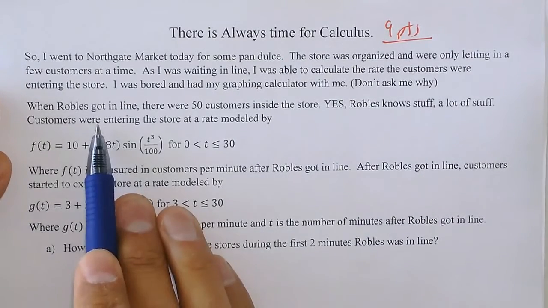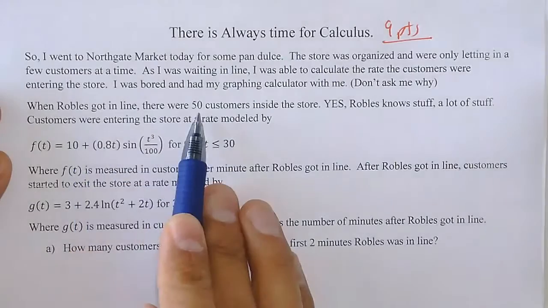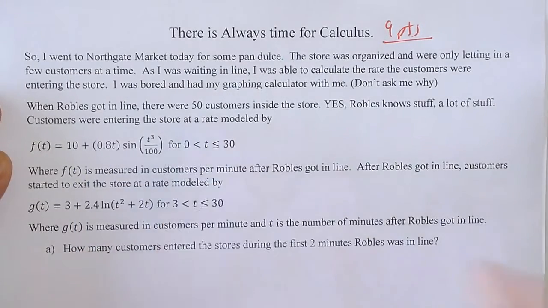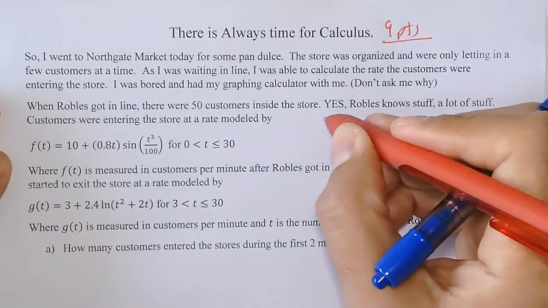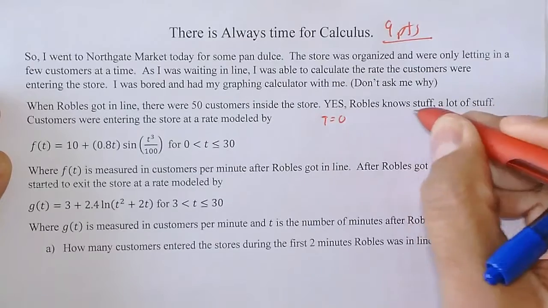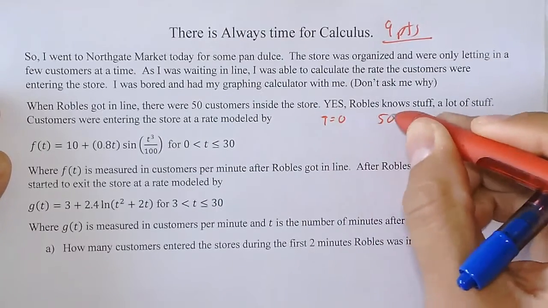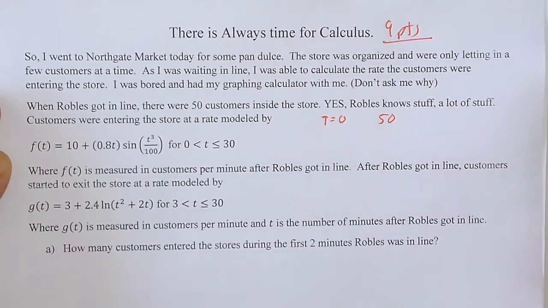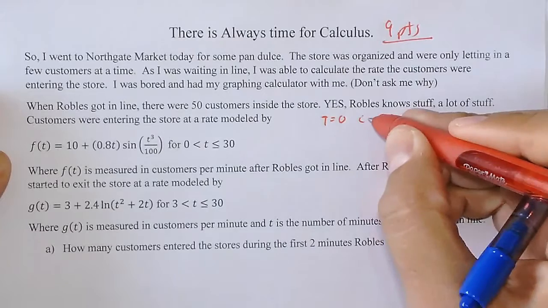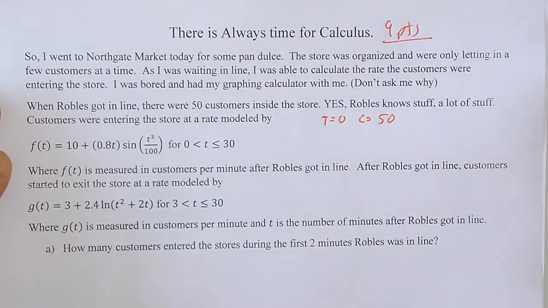At the beginning, when Robles got in line, there were 50 customers inside the store. The initial, at time equals 0, there were 50 people already in the store. Customers. Keep that in mind. We're going to need to know that information later.